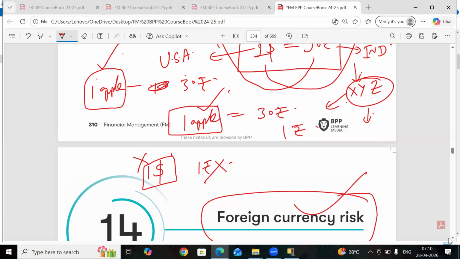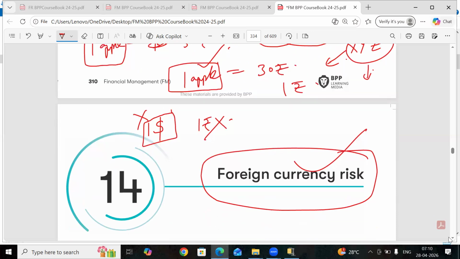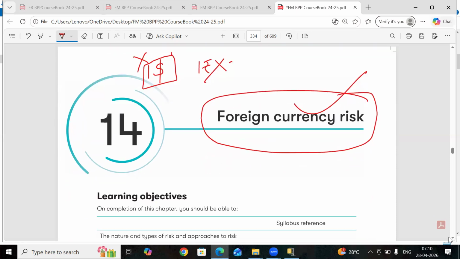We can conclude our topic till here. Okay, now let's go for the next point. What are we going to study?